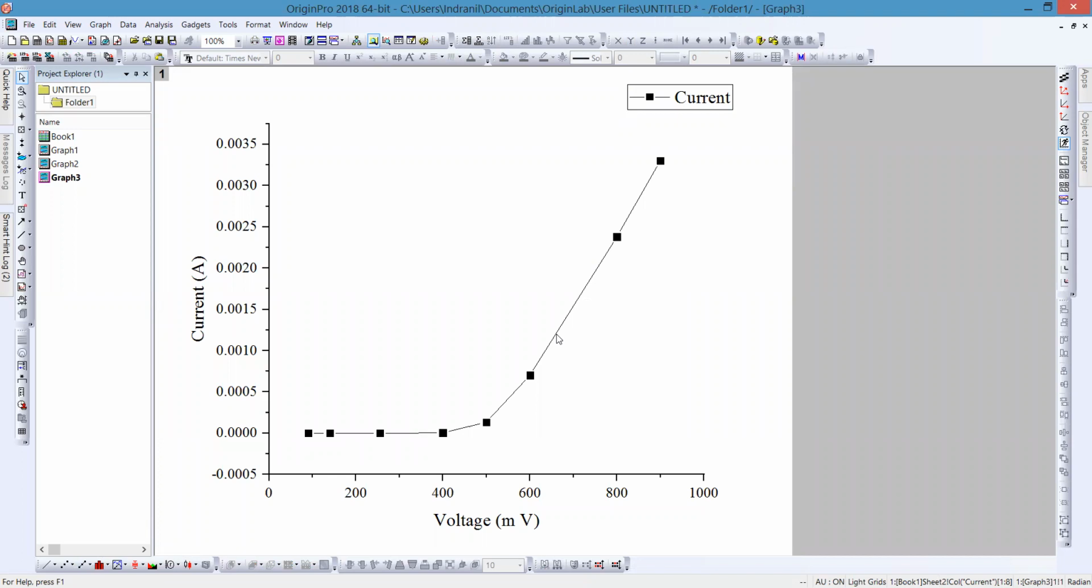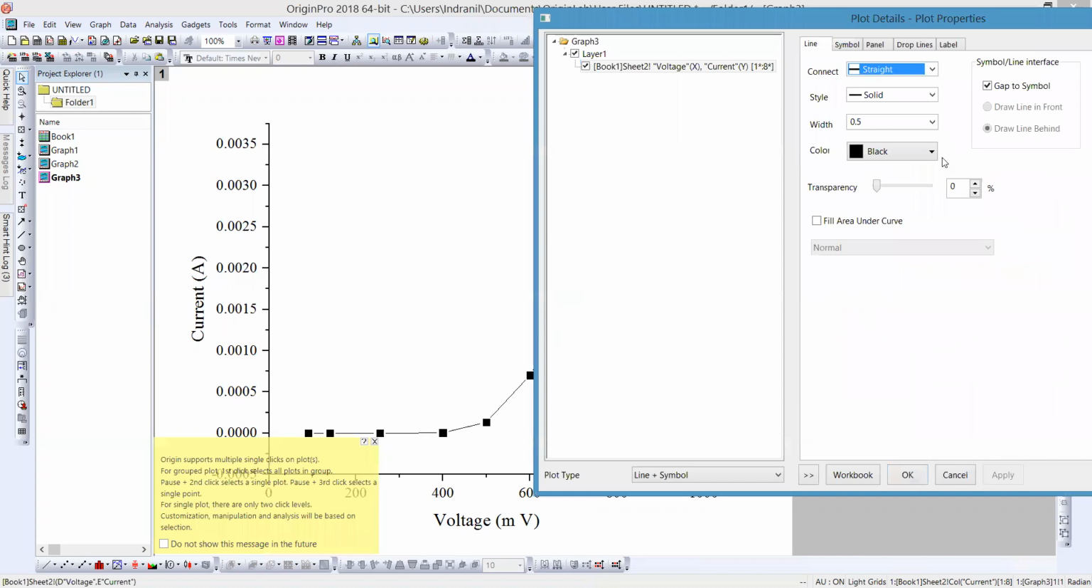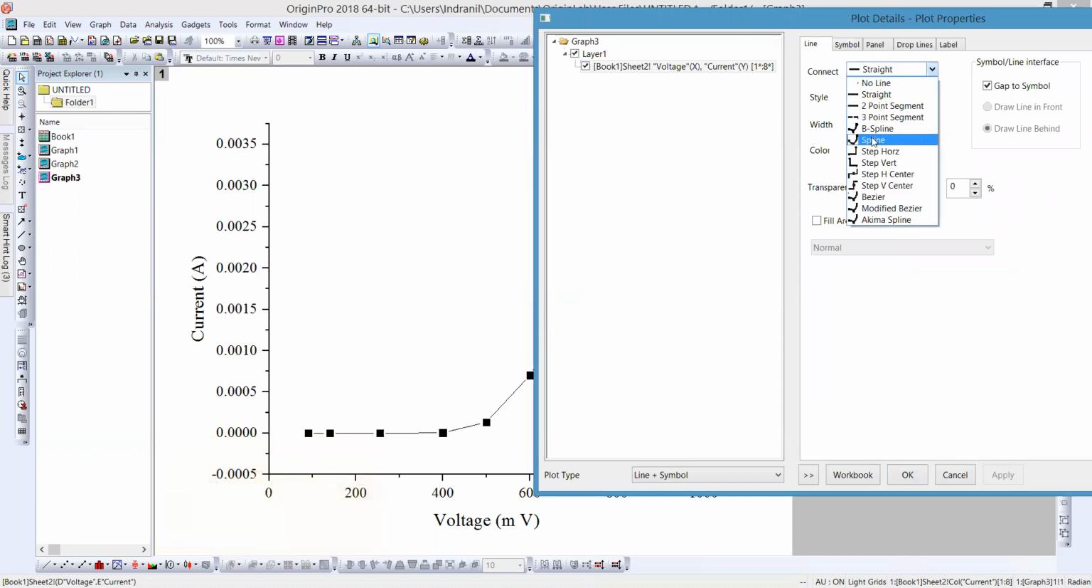So this is voltage in millivolts. Okay. So this is our expected graph for forward bias. As you can see, you can make it a little bit better. That's not a part of your thing, but still, let's say.